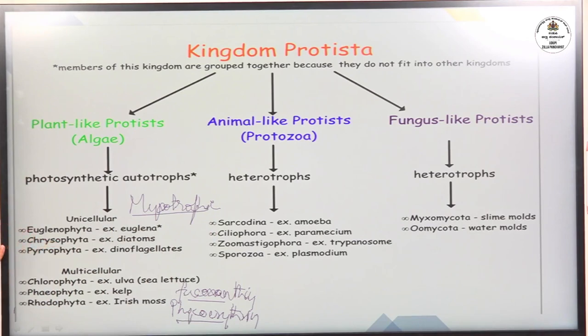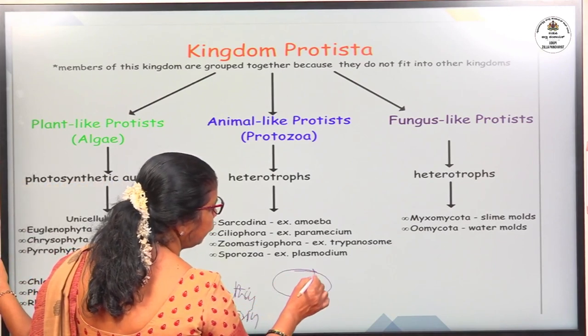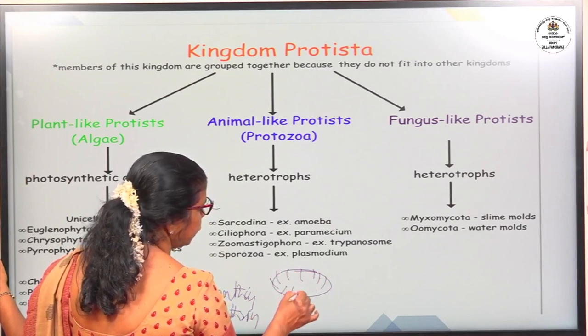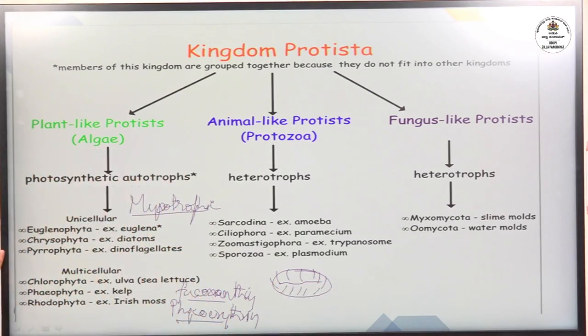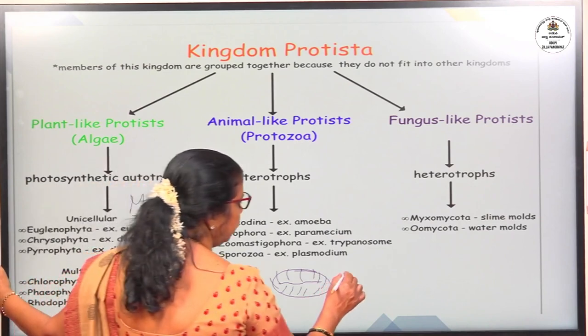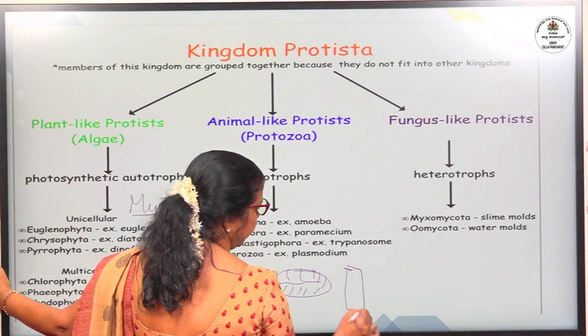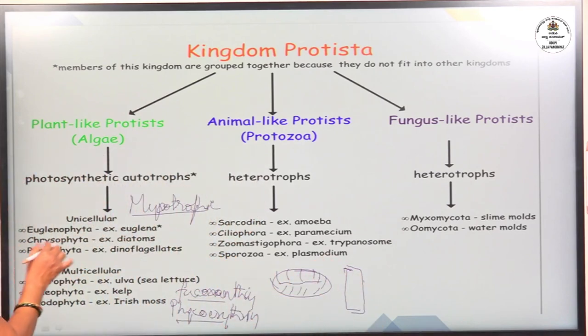Chrysophyta, golden algae. So here the diatoms are with siliceous ornamentation. Silica is deposited in the form of ornamentation here. So that is diatoms. Even their shell is with two cases, epitheca and hypotheca. So that is considered as chrysophyta. Pyrophyta, these are dinoflagellates.